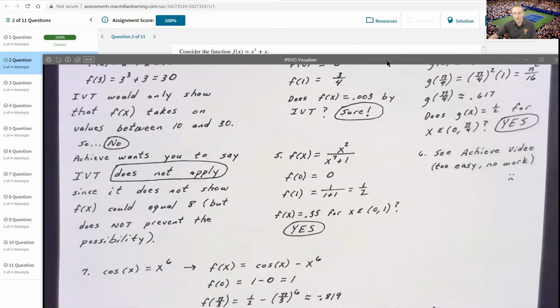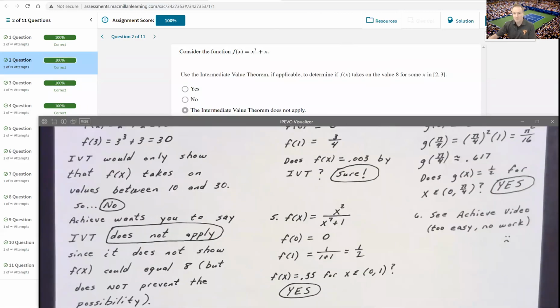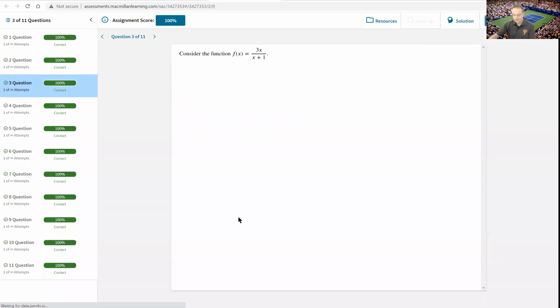So we'll just say the intermediate value theorem does not apply because it doesn't help show what's going on in this problem. I think no is every bit as correct an answer as it does not apply. Does not apply almost makes you think that the function would be undefined in this region, and that's not the case. But we'll go with the answer that they want you to have.